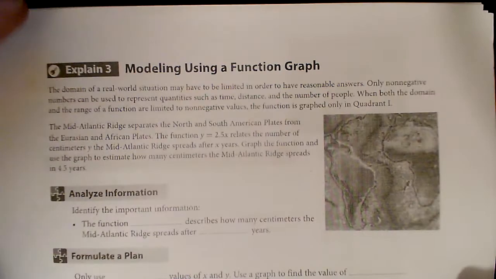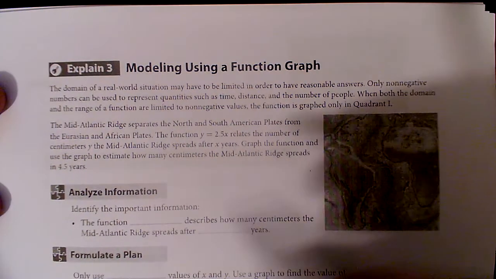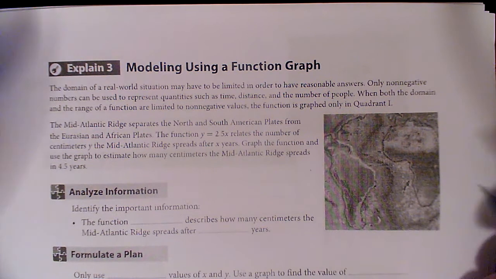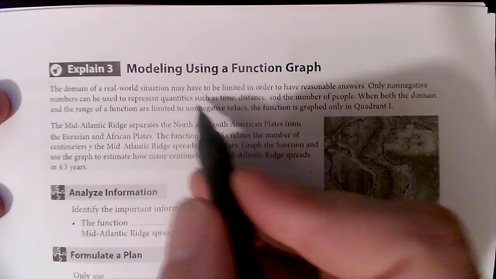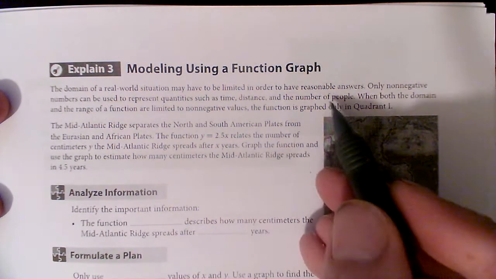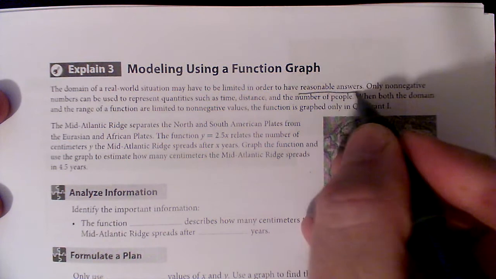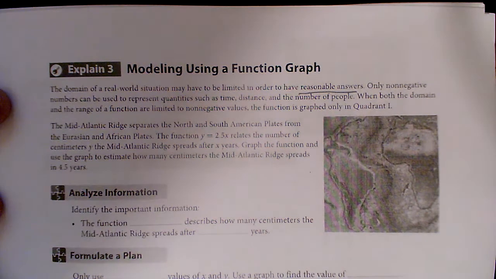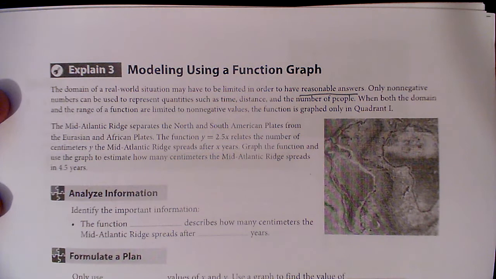Alright, here we go. We now have a word problem that talks about a real world situation. The domain of a real world situation may have to be limited in order to have reasonable answers. For instance, I'm never going to sell 1 million bottles of honey. So that wouldn't be a reasonable domain to me making money off my honey.